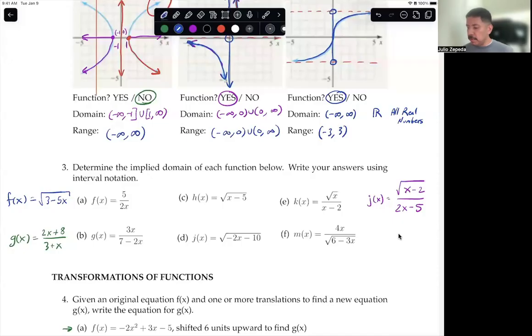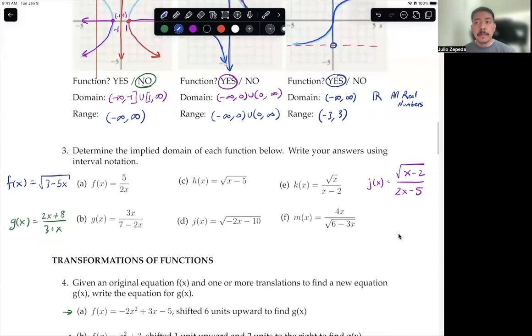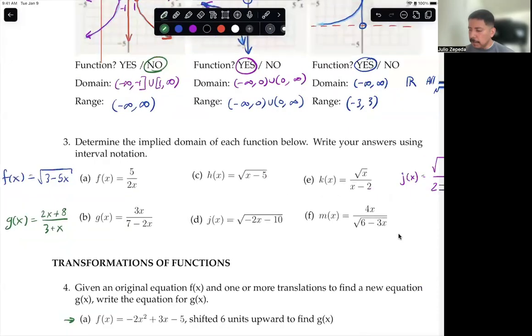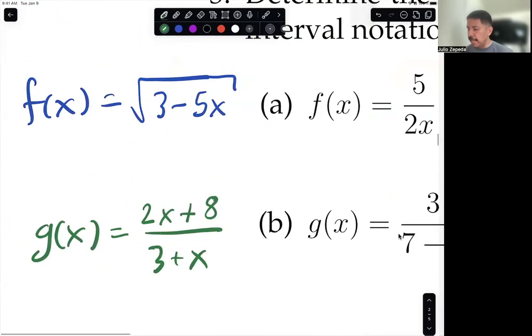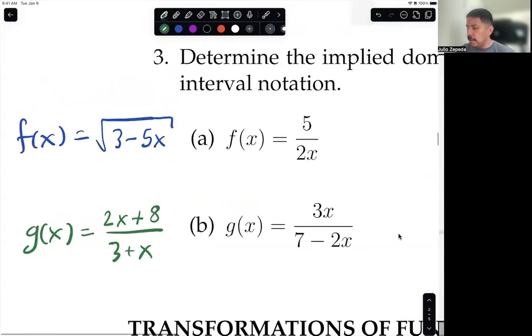In this video, we're going to work on problem number 3 on worksheet number 2, which is just dealing with domains of rational functions and radical functions. So this is going to be a very quick video just dealing with how to find the domain of these types of functions. We have 3 problems prepared for this, and then you can try these other problems on your own. So let's go ahead and take a look at this video here.